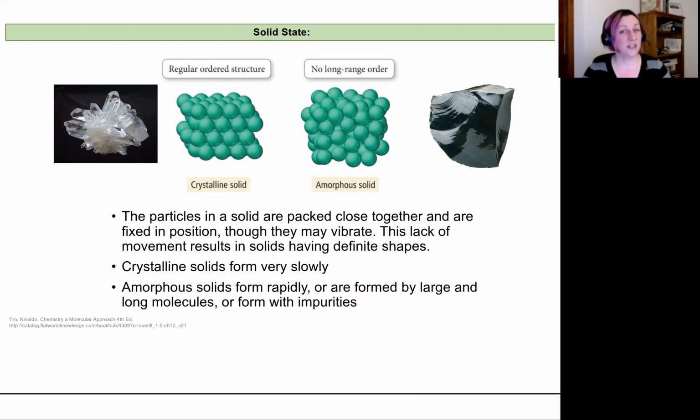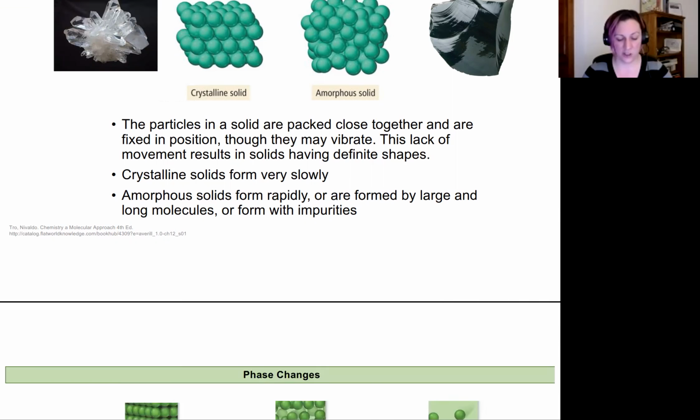There's also a lot of times impurities embedded within these solids. Sometimes, rather than just cooling, really large molecules form a solid and they kind of get tangled along the way. And that creates this irregularity in the structure of the solid. So that felt like a little bit of a tangent.